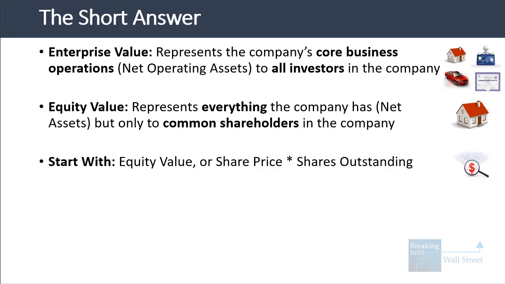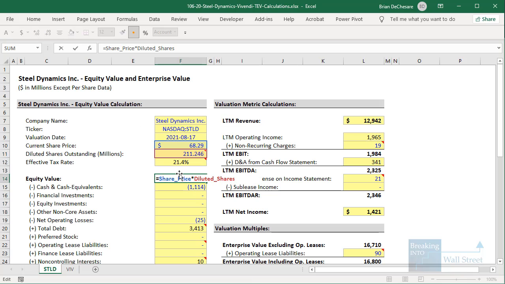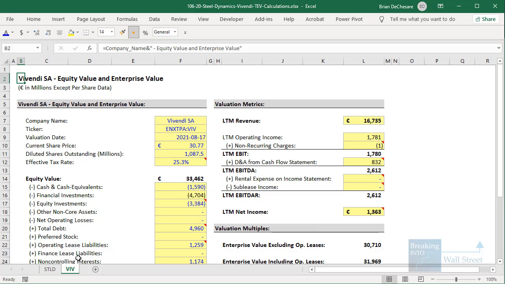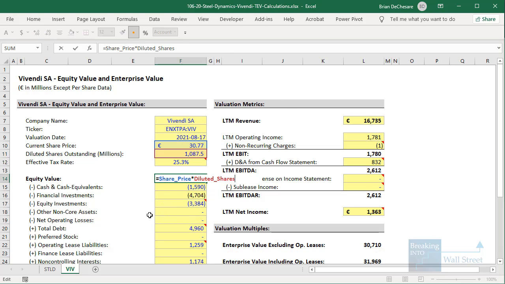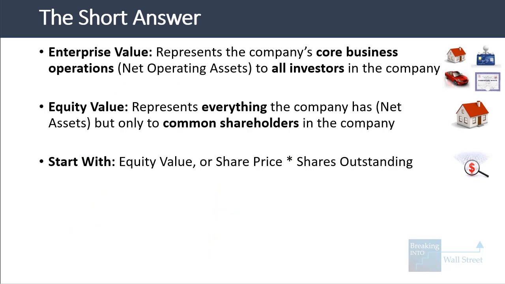Normally, we start this calculation for public companies with equity value. We calculate it by taking the share price and multiplying by shares outstanding. And you can see an example here for Steel Dynamics. It's just the share price times the diluted shares. And for Vivendi, it's the same idea. The share price times the diluted shares outstanding. So that's almost always the starting point for public companies.